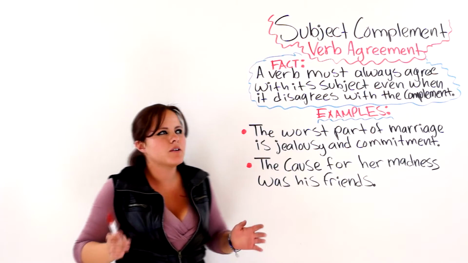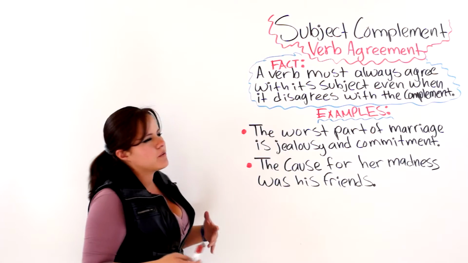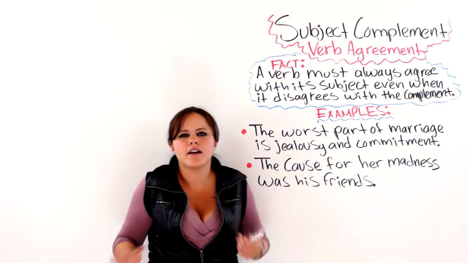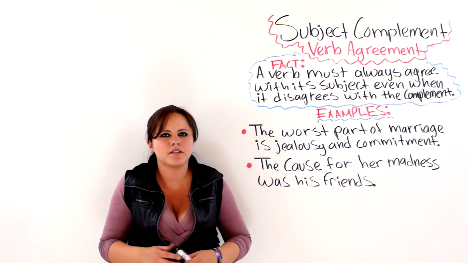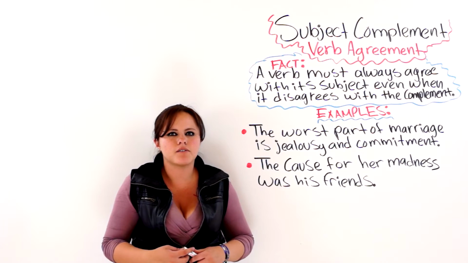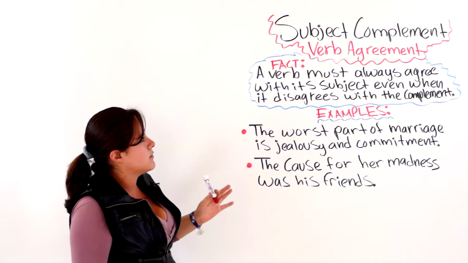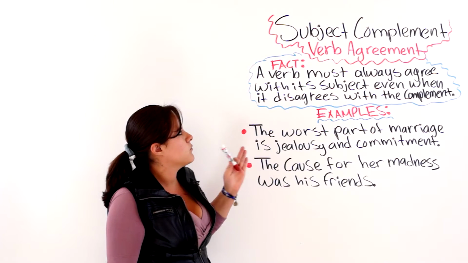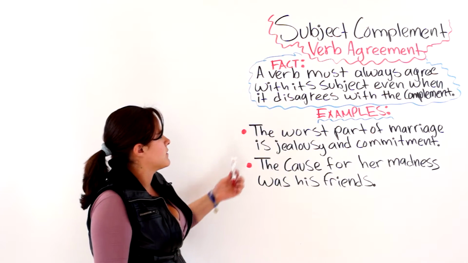In today's video I will be talking to you about how to make a verb agree with its subject when you have a subject complement. As you may already know, a subject complement comes after a linking verb. And I have a fact here written for you that says that a verb must always agree with its subject even when it disagrees with its complement.